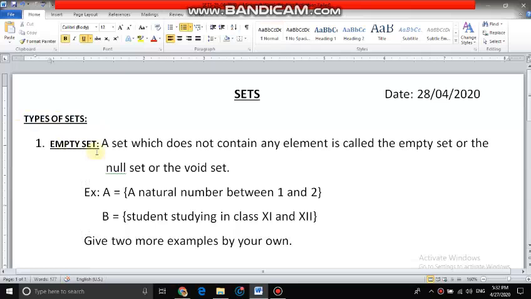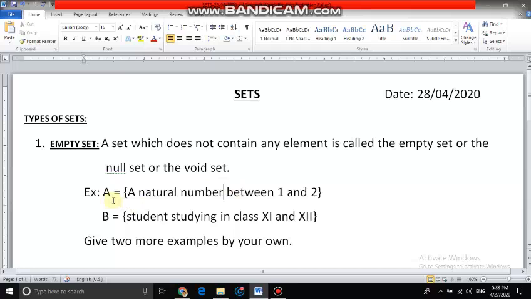So what is the definition of an empty set? A set which does not contain any element is called the empty set. That means there will be no element in that set. We can call it an empty set or null set or void set. Okay, so you can use any name, maybe different books use different names.